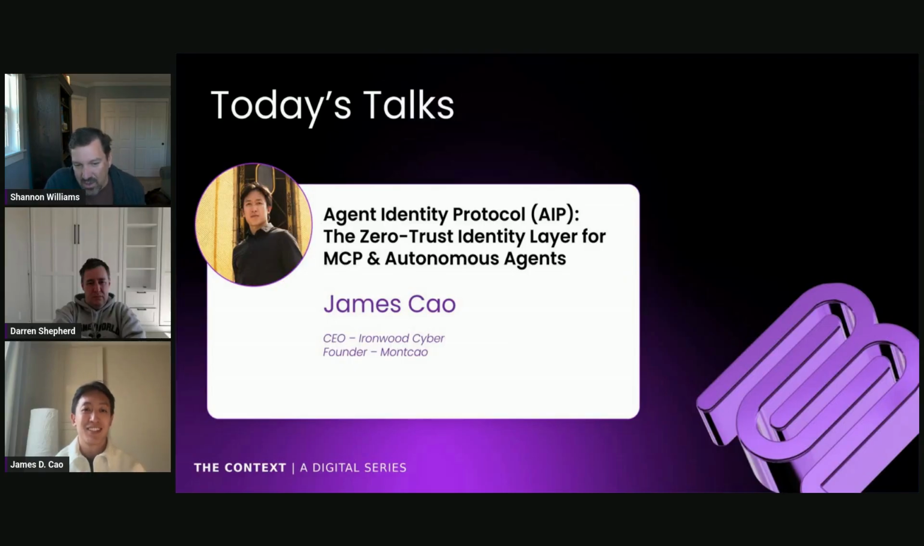James Cao is the CEO at Ironwood Cyber, and he's going to talk to us about the Agent Identity Protocol, which is a new kind of open source initiative to try and tackle auth and identity on agents and MCPs. And I'm super excited for this talk. It's a standard that came out of community collaboration, and James has been one of the key people driving it. So we're really lucky to have him on the talk today.